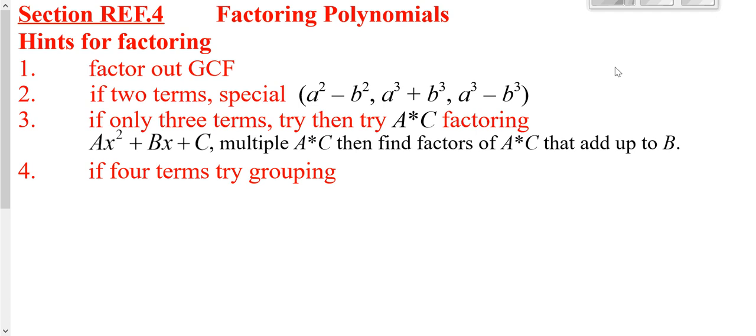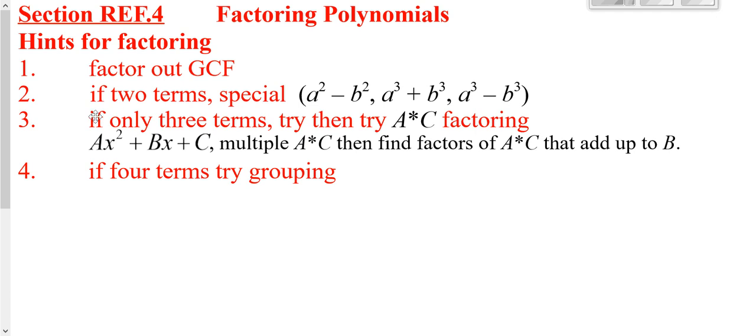And below are your hints in factoring. You want to take out your greatest common factor first. No matter what the problem, you always look for a greatest common factor. Now, the second hint works if there's two terms. That's if it's one of the specials like differences of squares, sum of cubes, or differences of cubes.